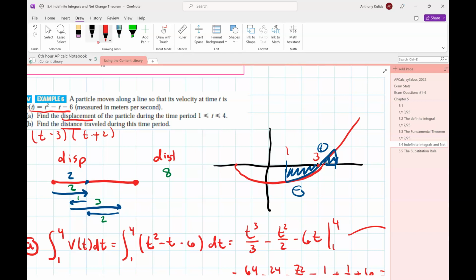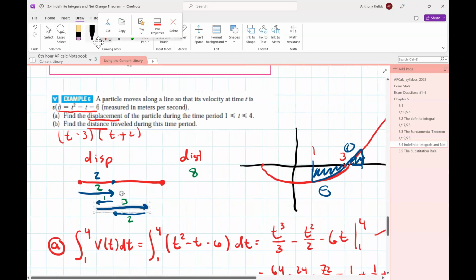Could you have typed that into your calculator and figured it out? Yeah, but why is it only 1 and 3? Because the integral is going from 1 to 4. That's the only part I care about. Of the part I'm integrating over from 1 to 4, what part of that was below the x-axis? That's from 1 to 3.